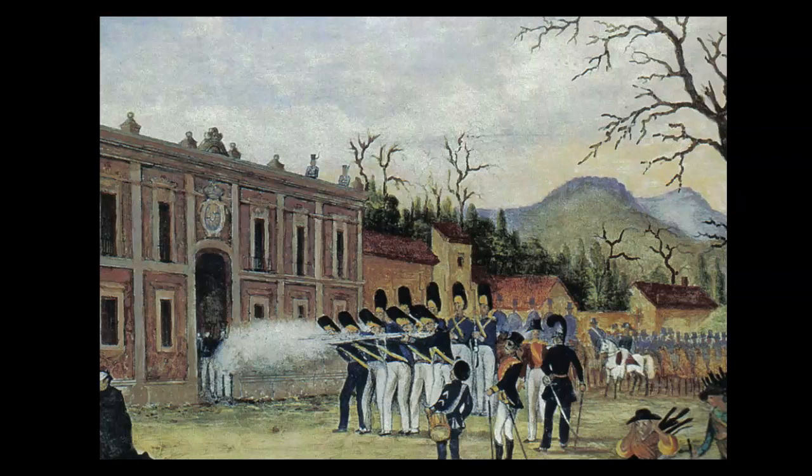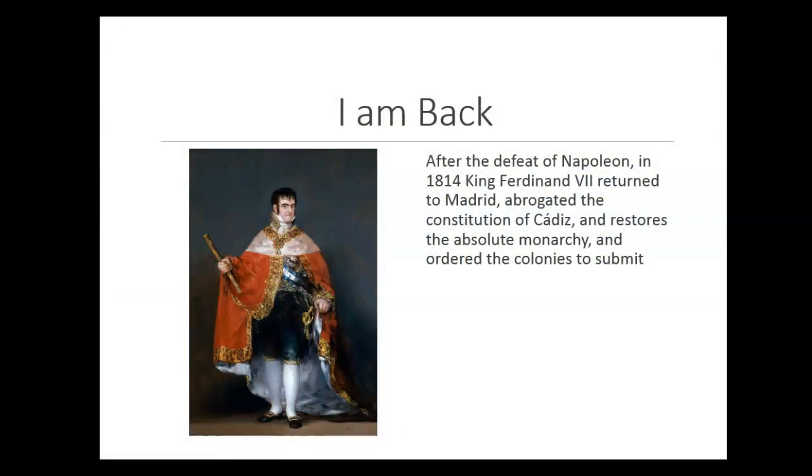By then, small bands of patriot guerrillas had been fighting for years in several regions of Mexico, and with Morelos gone, they continued to defy the government, causing heavy military expenses, living off the land like bandits, and gradually gnawing away at the fabric of colonial rule. After the defeat of Napoleon in 1814, King Ferdinand VII returned to Madrid, abrogated the Constitution of Cadiz, restored the absolute monarchy, and ordered the colonies to submit.